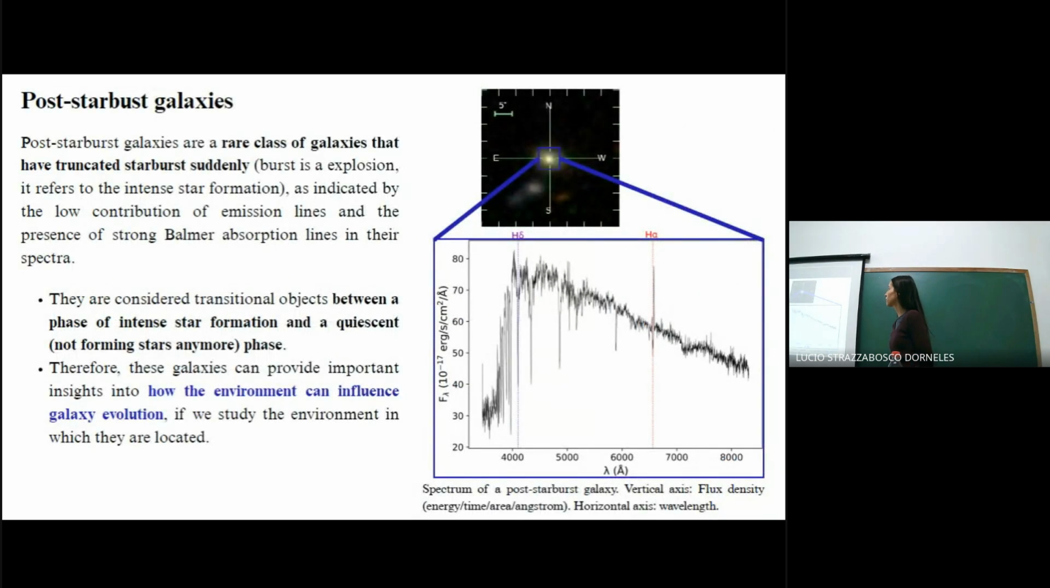So, post-starburst galaxies, as I said in the last presentation, are a rare class of galaxies that have had their starburst truncated suddenly. So, we have a galaxy that formed a lot of stars. Starburst, burst is an explosion, so it refers to the intense star formation. And suddenly it stopped forming stars.